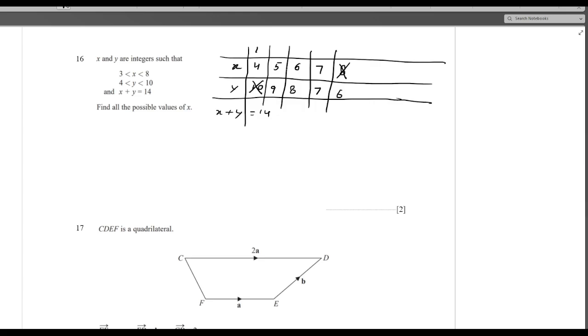x can take the values 5, 6, 7 and y can take the values 9, 8, 7. So find all possible values of x. It cannot take 4, so this line will also not be applicable. So I have the value of x as 5, 6 and 7. The value of x is 5, 6, 7.